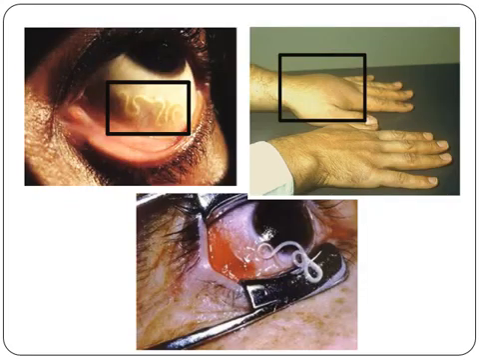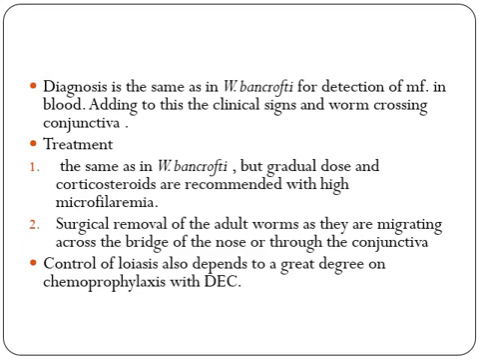This is a picture of the worm inside the eye. Now we can get it out when it is in the conjunctiva. Also, this is a picture of Calabar swelling on the hand of the patient. Diagnosis is the same as for Wuchereria, by detection of microfilariae in blood, adding the clinical signs of the worm crossing the conjunctiva.